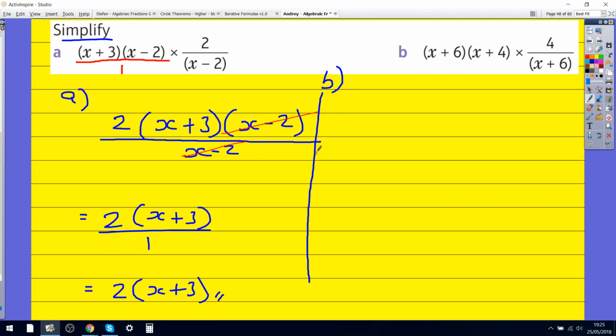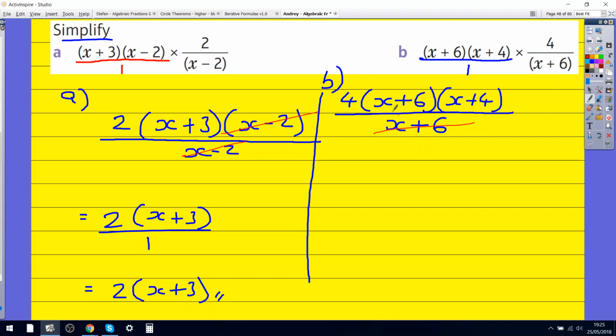Okay, let's try B. So if we put a 1 as the denominator for the fraction, and then you just do 4, and then in the brackets x plus 6, and then x plus 4, and over x plus 6, and then cancel out the x plus 6's, and then you're just left with 4 and then brackets x plus 4 as the answer. That's it. Any questions there?